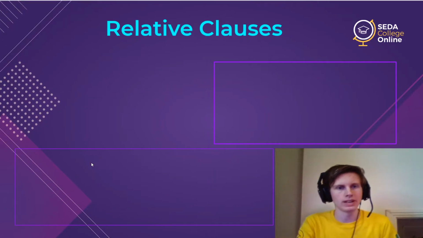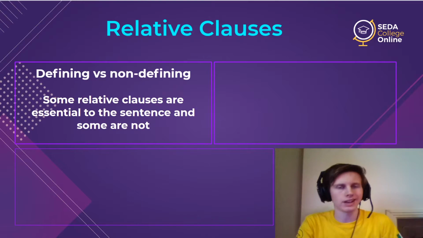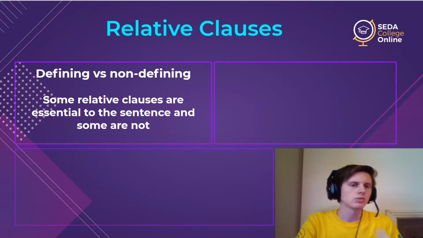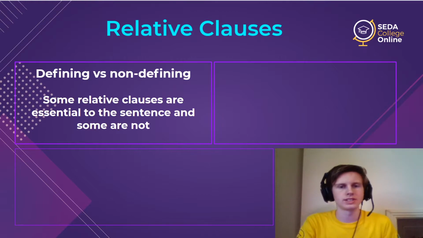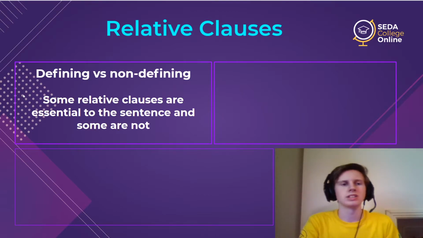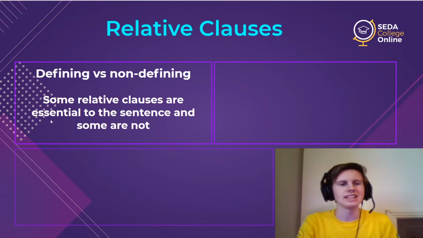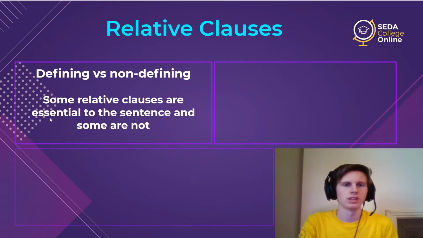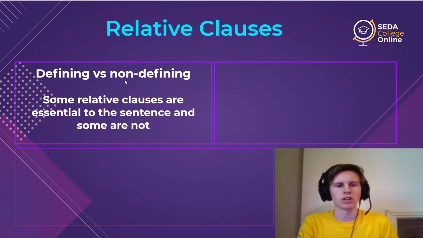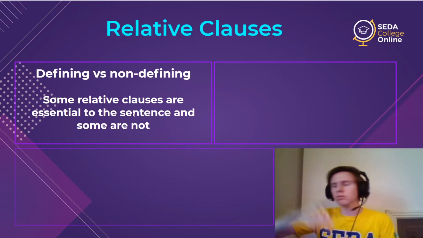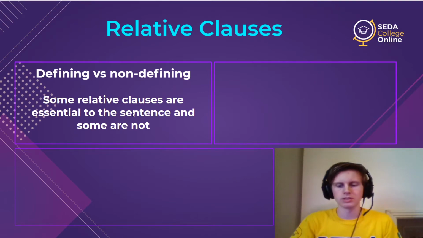Okay, so what next? Well, there are also two types of relative clauses. Some clauses are essential to the sentence and some are not. This is called defining or non-defining. These are kind of fancy, technical grammar words. What's important is that a defining clause is essential to the sentence. The sentence does not make sense without the clause, whereas non-defining clauses are extra. We don't need them. You can remove them and they're unimportant.